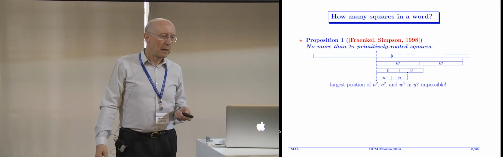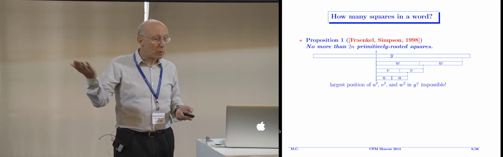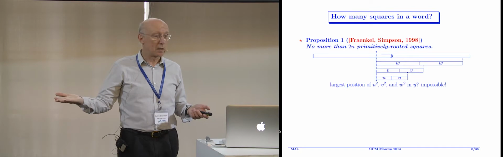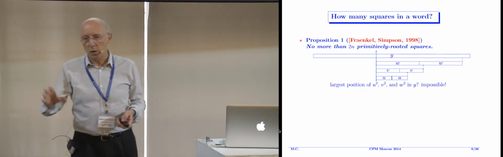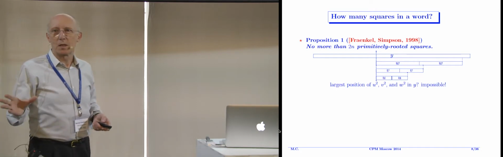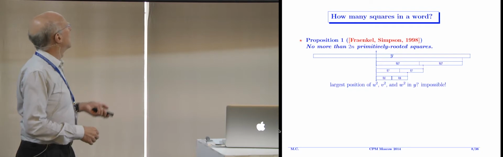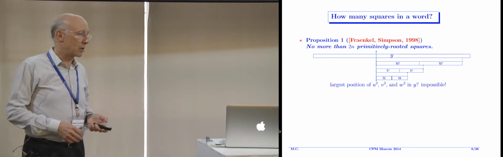Okay. Now, how many squares, for instance? We can count things. How many squares can we have in a string? And I would like to show a few elements of proofs in this talk. And one simple element is here on this picture.